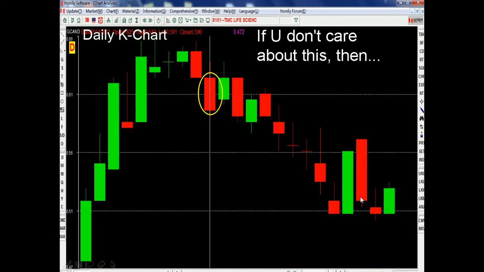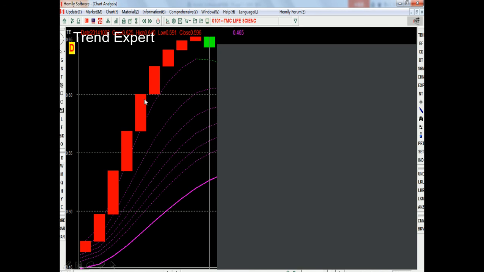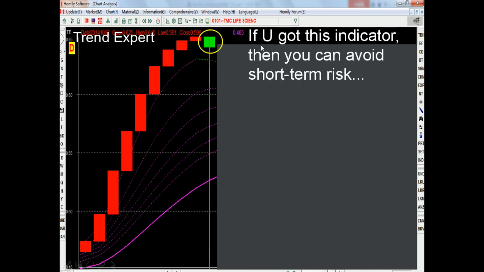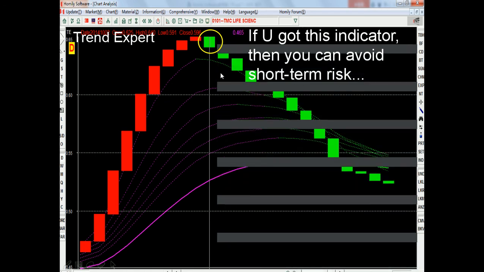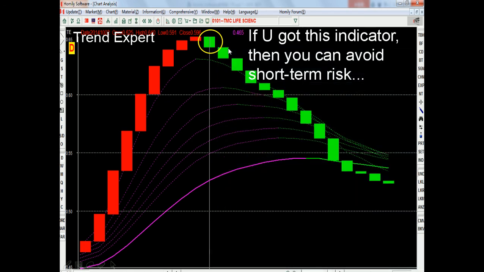The price dropped down very sharply, right? And then if you have this indicator, I change to the trend expert. So you can see here is the selling point. If you have this indicator, then you can avoid the short-term risk, the price drop. Actually, it became a green dog candlestick, which means short-term risk, right? So you can avoid this risk. Very easy to avoid the risk.